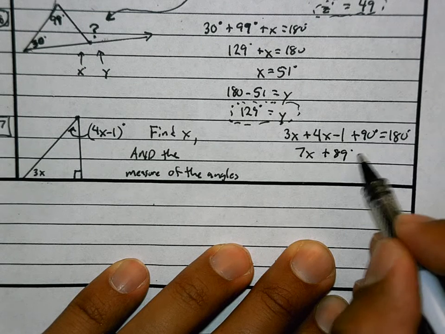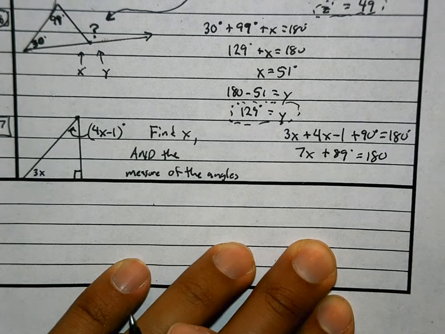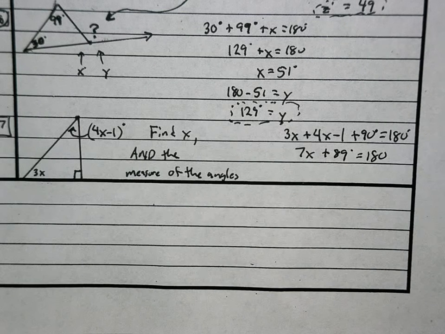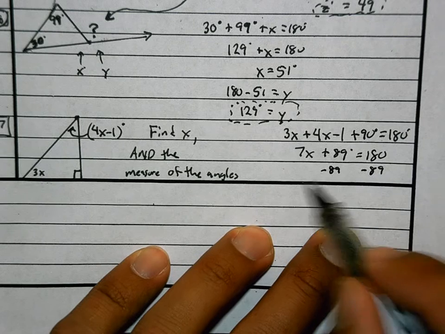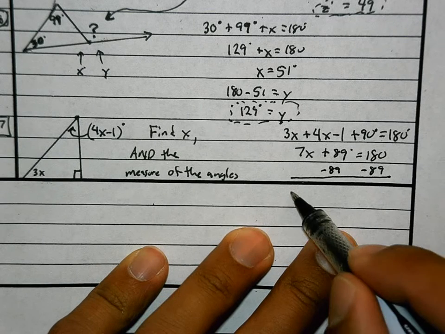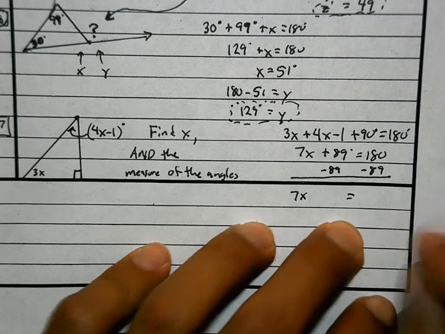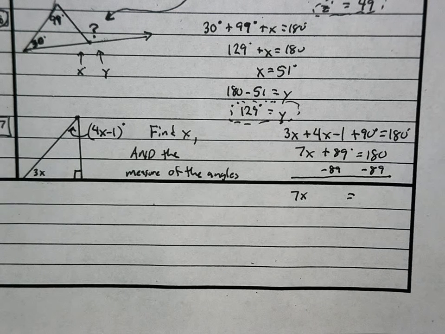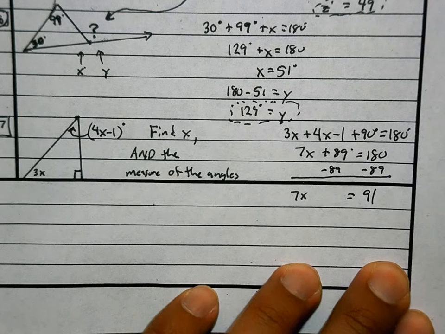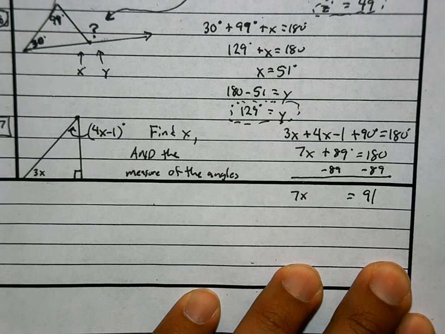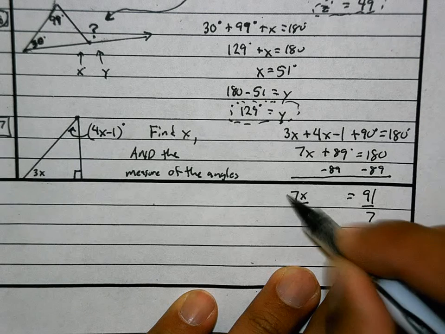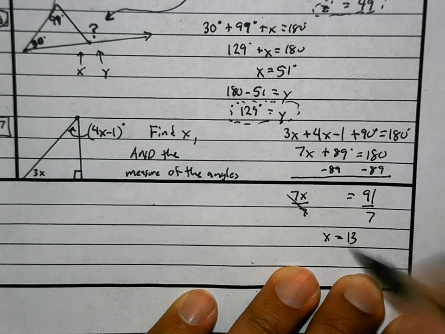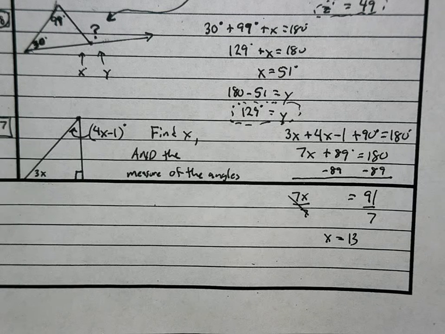Equals 180. And then I'm going to have to subtract 89 from both sides. Let me just write that down so I know what I'm doing. On my left side, I'm going to have 7x. On the right side, I have 180 minus 89. Someone with a calculator, please. Thank you, the calculator people. I don't know if 7 goes in evenly. Find out for me. Divide by 7. It does go in. So x is 13. That's the first part of the question.